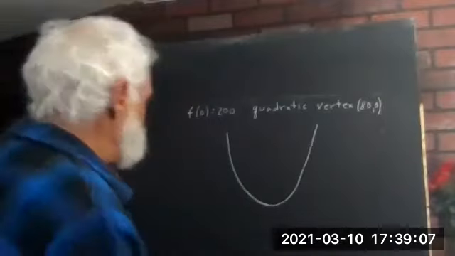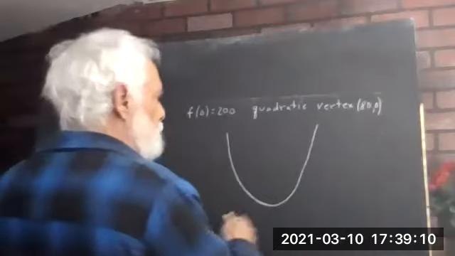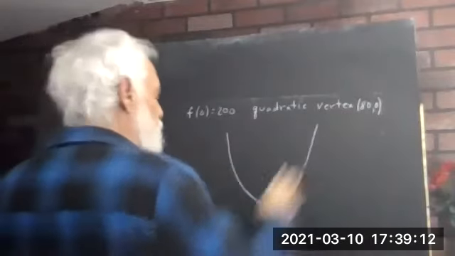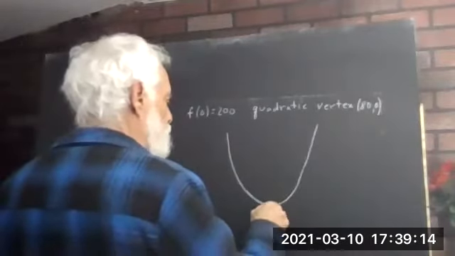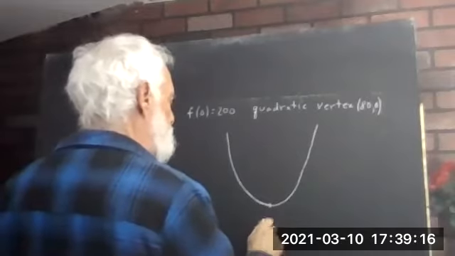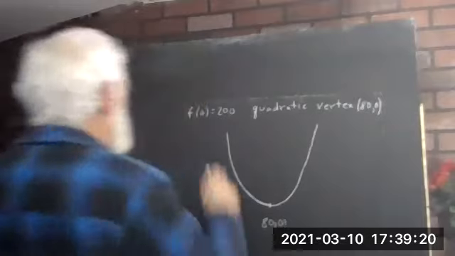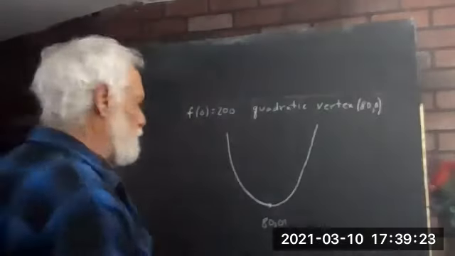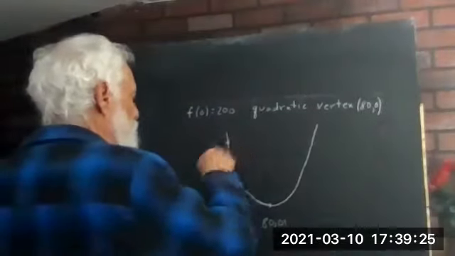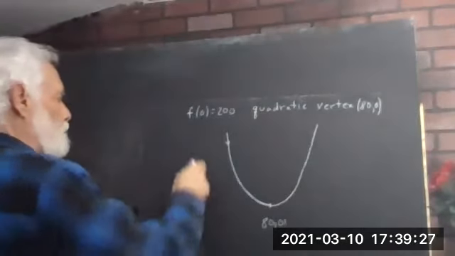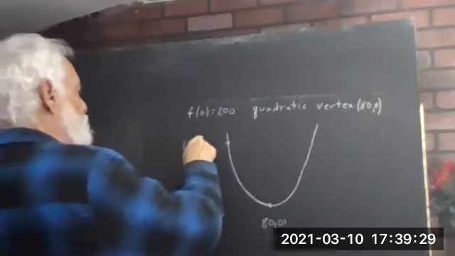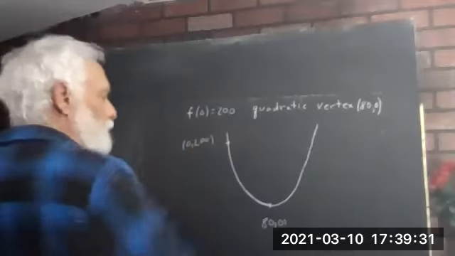Okay, so I can take any point on this. Well, first of all, I can take the vertex. We know that has to be here. So this point has to be (80, 0). Now, if f(0) is 200, then I could take any point over here and say that this is the point (0, 200).